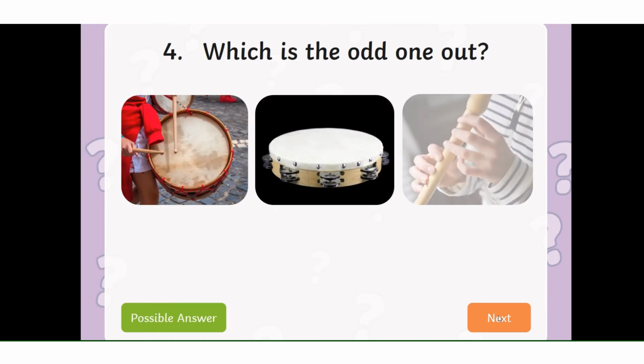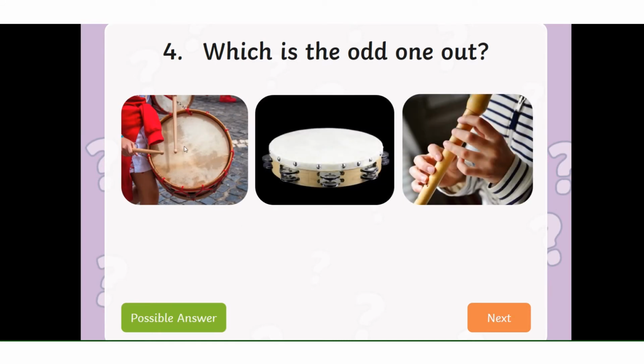Which is the odd one out? So we've got a drum with somebody banging the drum with drumsticks. We've got a tambourine that you hit as well to make a noise. And we've got a recorder that you blow into to make music. What are you going to choose?